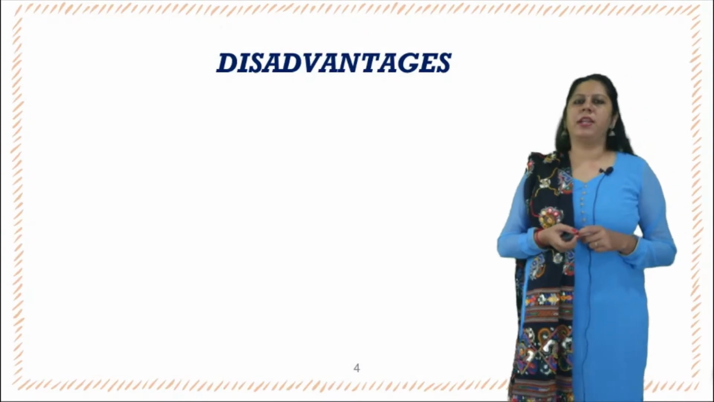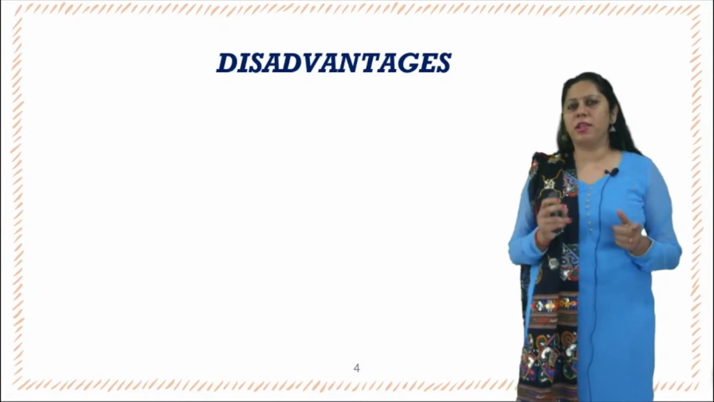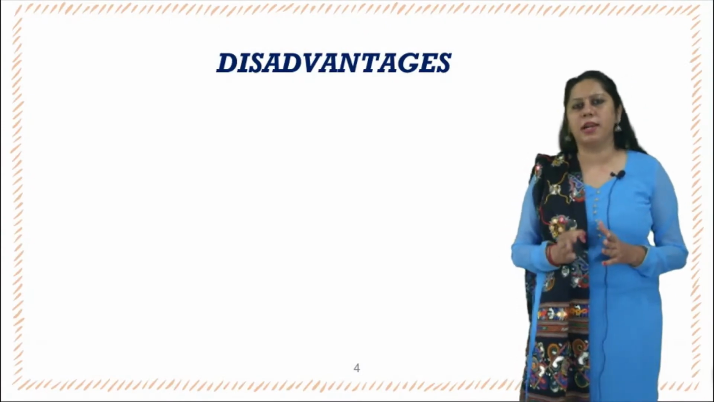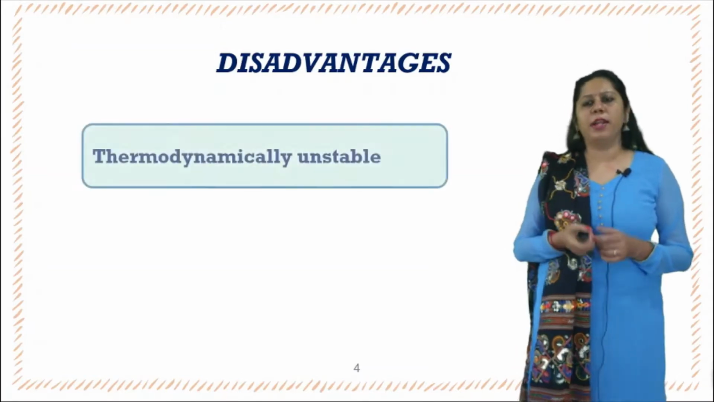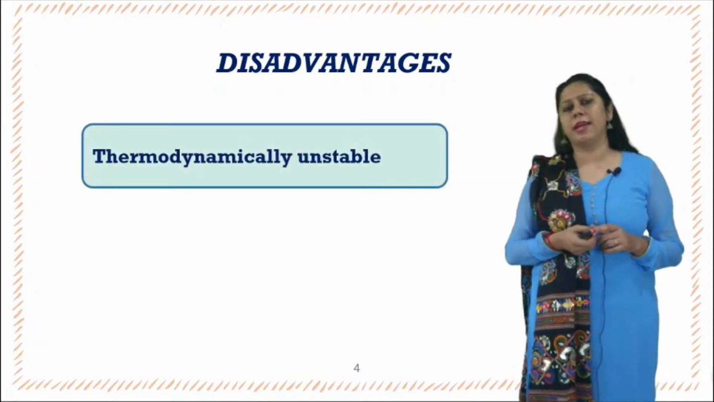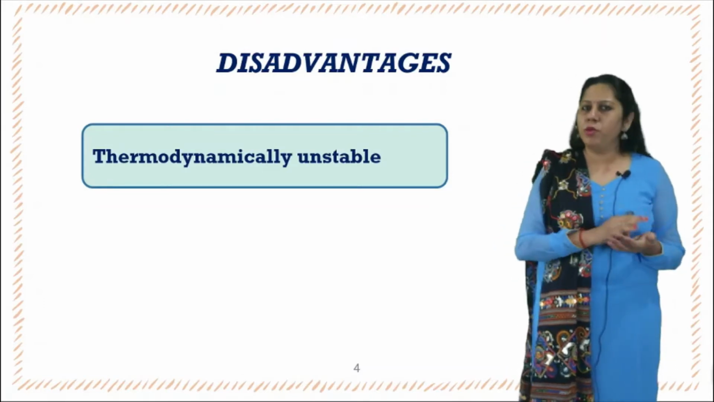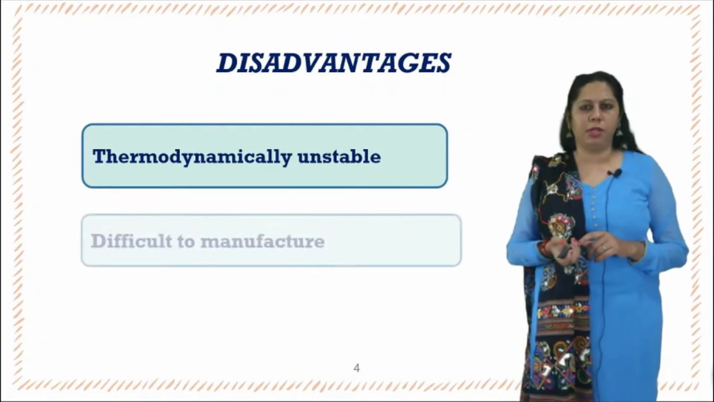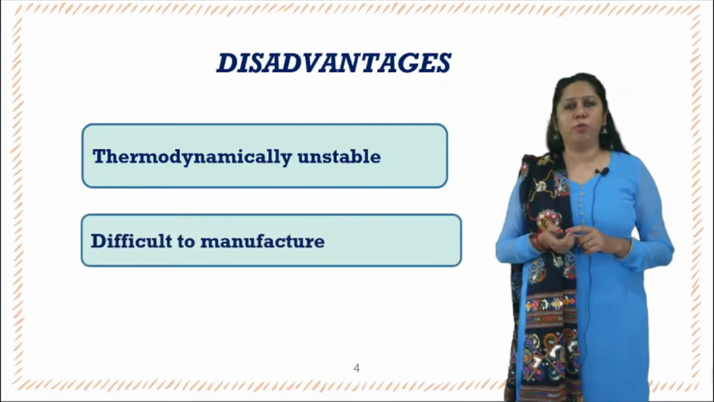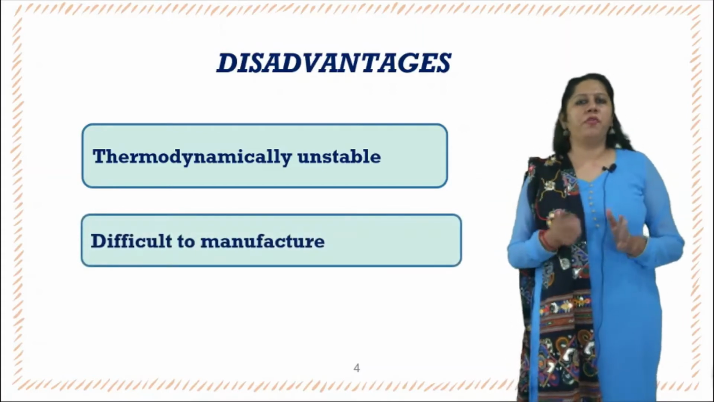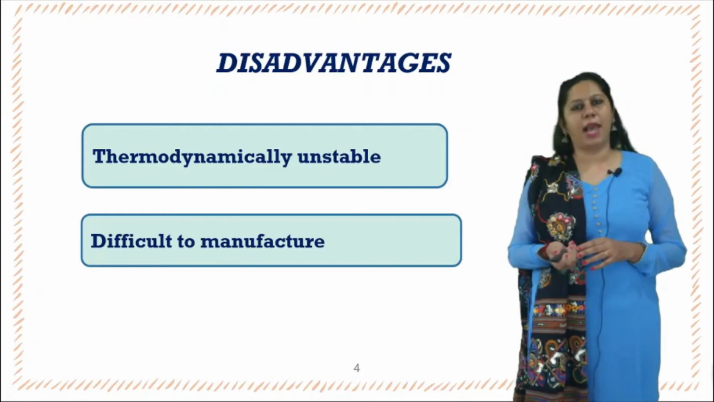Along with the advantages, as I mentioned in the definition, it is a thermodynamically unstable system. So the major disadvantage is that it is thermodynamically unstable because you have liquid phases and the globules are there, which is leading to instability. Moreover, it is difficult to manufacture. To keep the two liquid phases in one phase is a challenge.